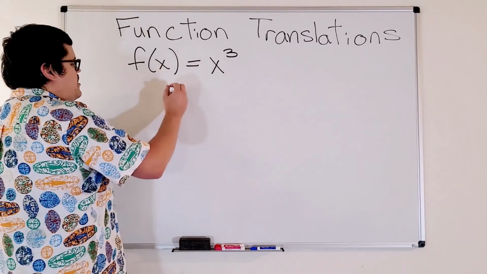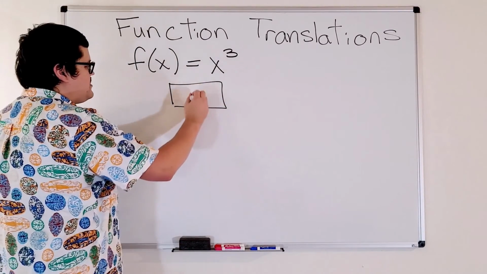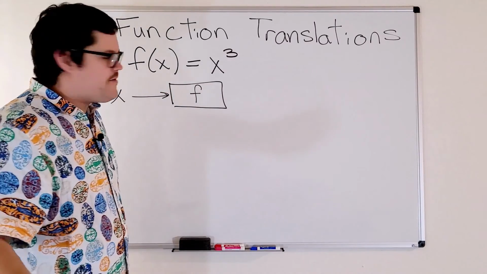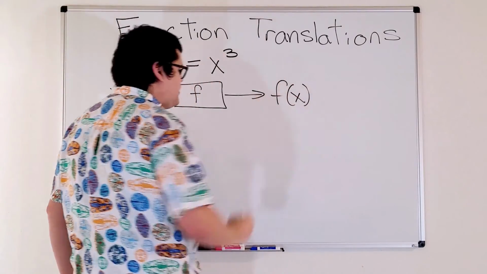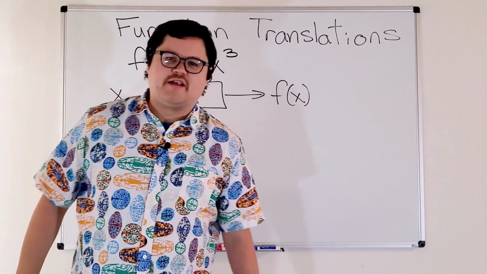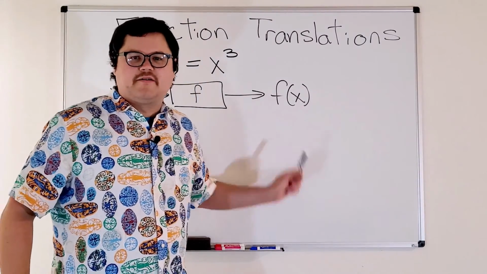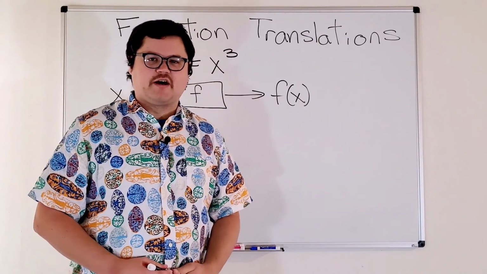So this function f is going to take in a value x, and it's going to spit out a value f of x. Think of a vending machine. Takes in money, spits out a carbonated beverage. Let's look at some examples, shall we?